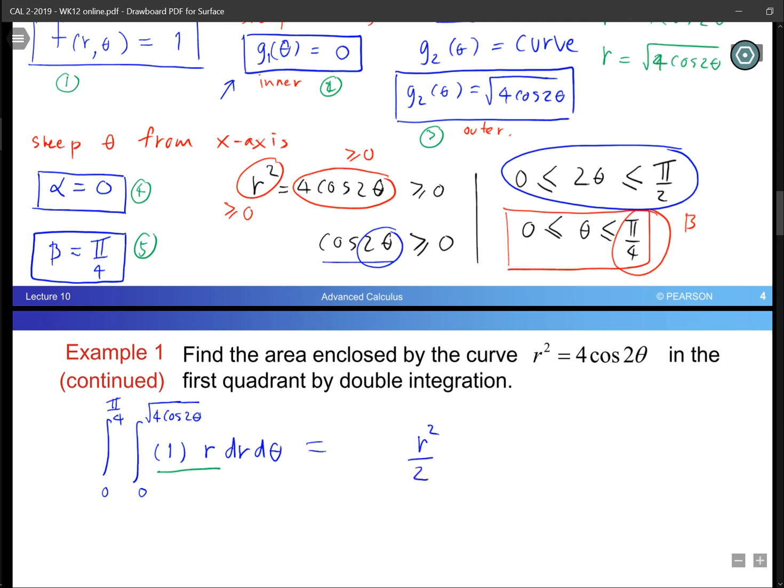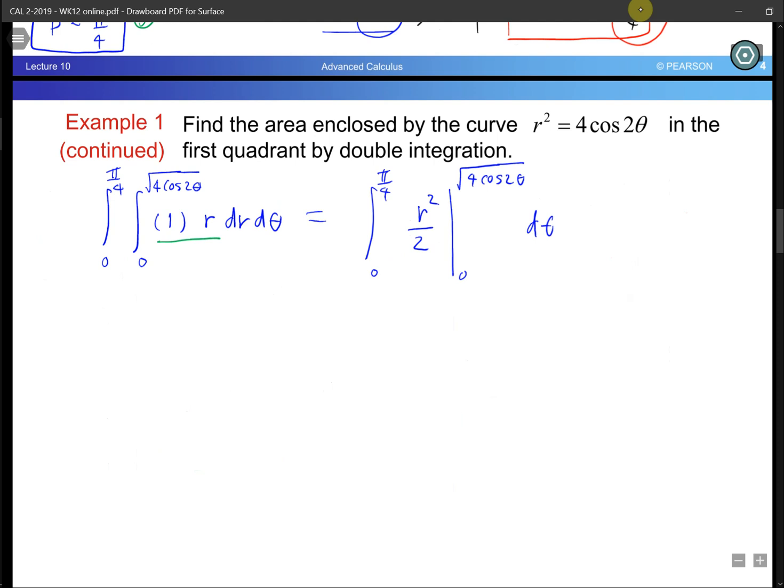So the first step, we integrate this with respect to r, so we treat all the theta to be constant. But lucky here, we don't have theta to worry about. So here, after I get this, I need to evaluate this at 0 and 4 cosine 2 theta. All right, and then don't forget to integrate again with respect to theta, starting from 0 to pi over 4.